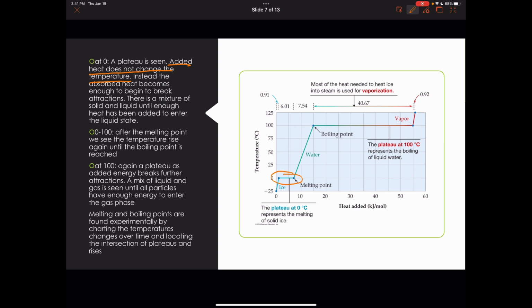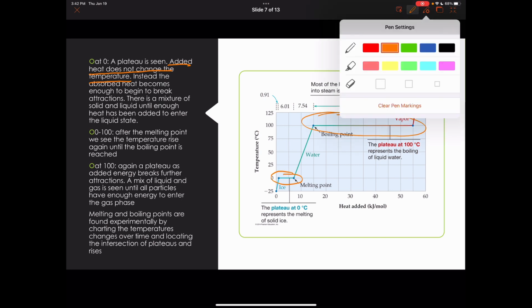And so from 0 to 100 here. For water, remember, the boiling point is 100 degrees Celsius. So after the melting point, we see the temperature rise again until the boiling point is reached. Once we reach that boiling point, again, we see this plateau. At 100, the temperature is not rising because that added heat is being used to break attractions. We're breaking all the liquid phase attractions so that we can enter the gas phase. We get a mixture of liquid and gas present until we've gained enough energy to break all of the attractions and we can enter that gas phase.